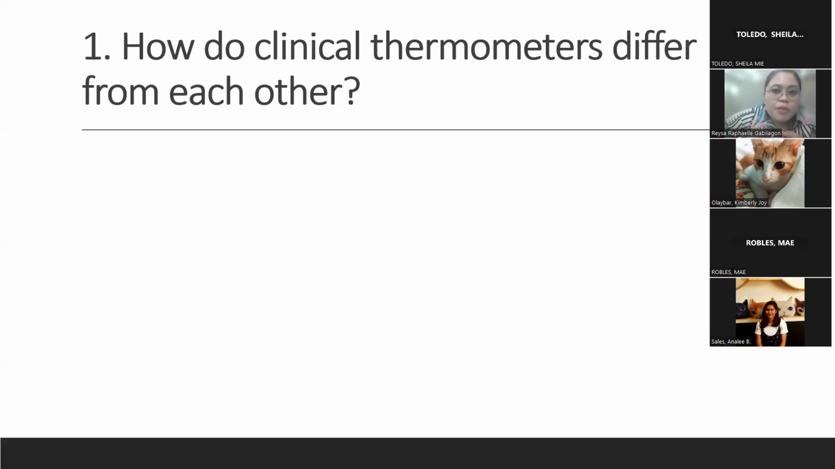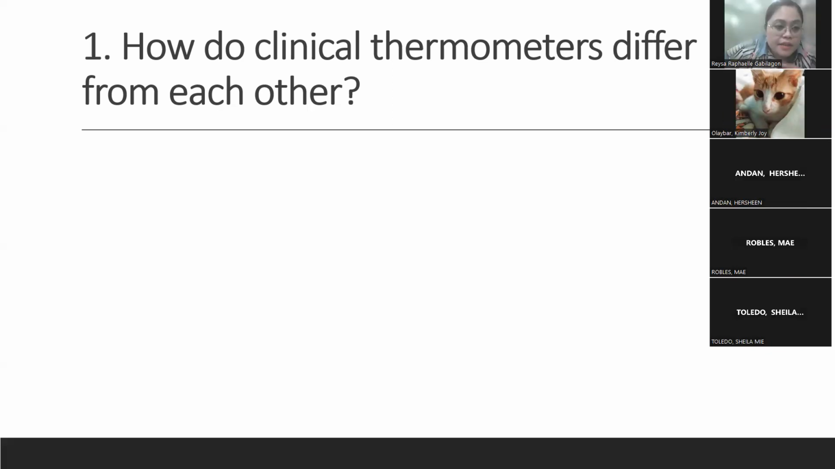So, nag-evolve na yung mga thermometers natin. We have a lot of digital thermometers nowadays. And iba-iba sila ng parts in the body where they measure the temperature. Some are ear thermometers, yung iba rectal, yung iba sa armpit, and so on. So yan yung difference ng ating mga available thermometers nowadays.